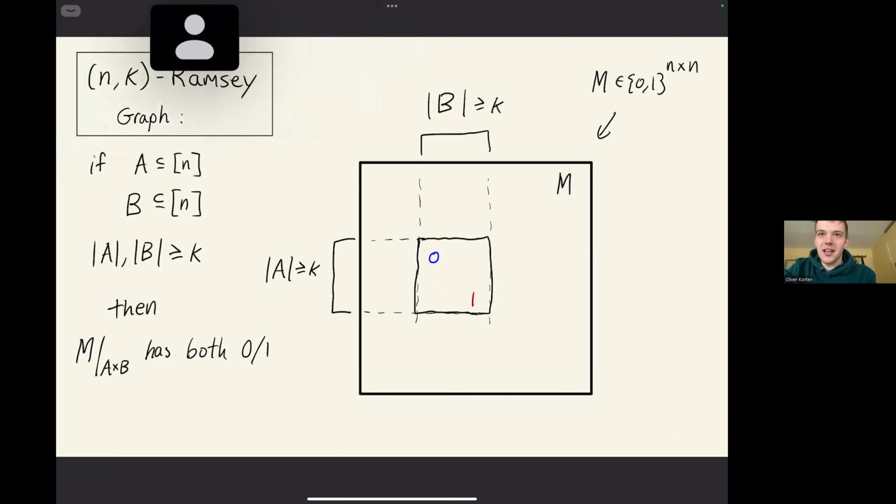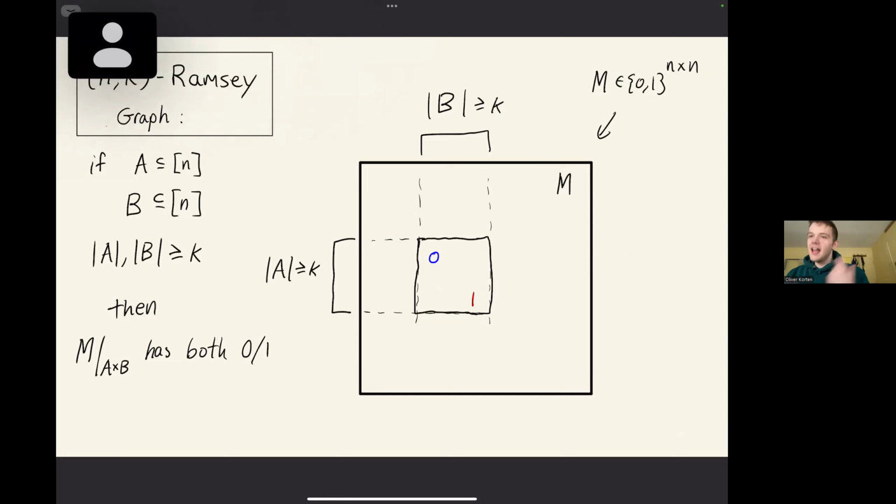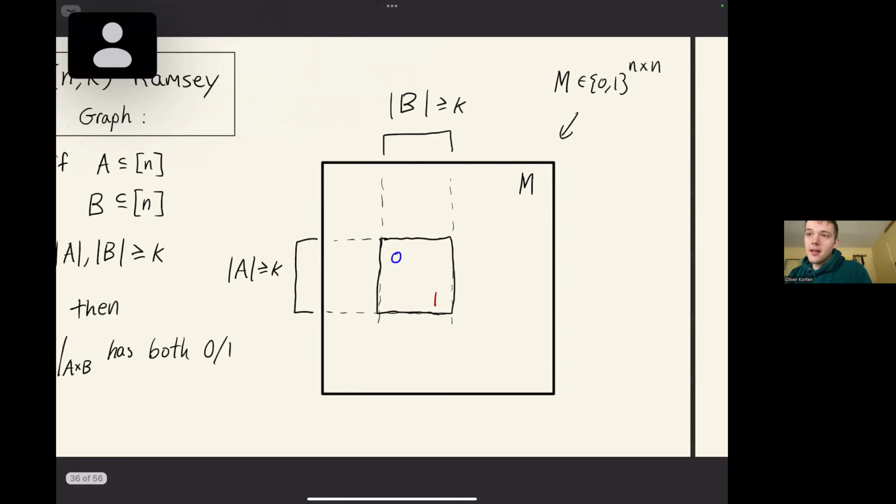So remember the definition of a (k, n) Ramsey n by n Boolean matrix: every set of k rows and k columns, if I look at the submatrix, should have both ones and zeros. And like I said, if k is just a bit larger, these types of graphs exist, and it's an interesting problem to construct them.